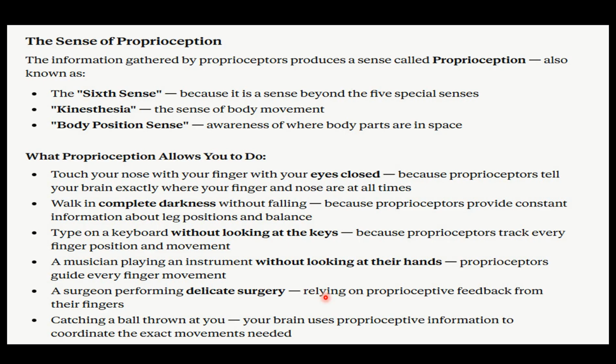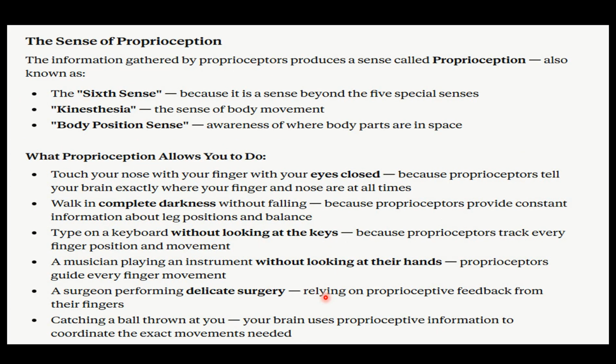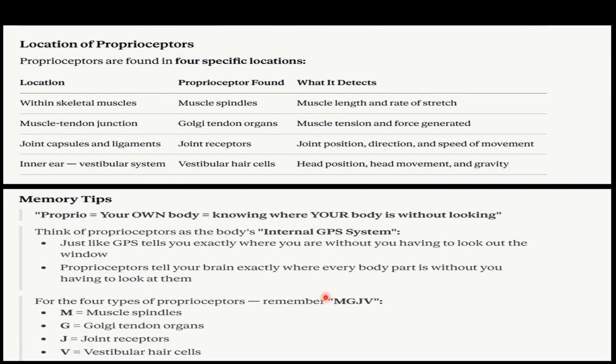Okay, so I think now you have an idea what proprioceptors are, what the meaning of the word proprio is, and how it really helps us. Other than that, remember what the sixth sense is, what kinesthesia is, whatever way you pronounce it, and what body position sense is, because these are some things through which they can ask you a question. Okay. Next is the location of proprioceptors, because we should know where they are all present.